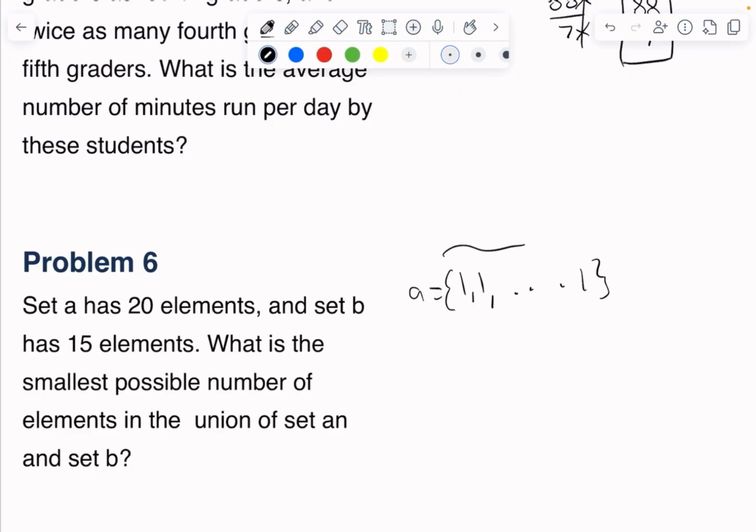Okay, so this is 20 elements, and set B has all elements equal to 1 as well. This is 15 elements. Now, the union will be just 20 because all of these elements are technically equal to these. So, the answer, and the union, by the way, means the intersection of both sets, or the number of common elements in both sets. So, the common elements are going to be 20 here.